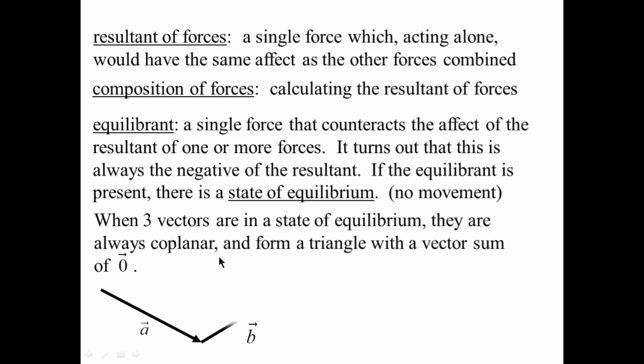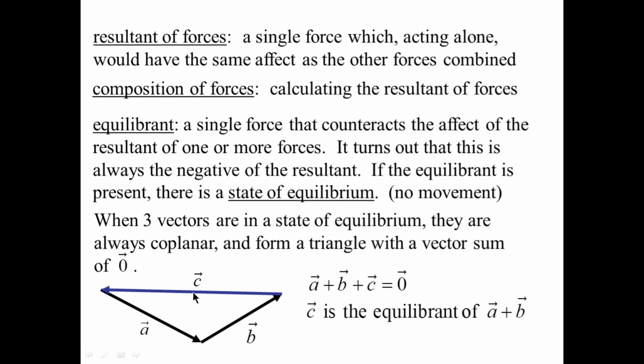So if we had vector A and vector B, two forces acting on an object, the resultant would be the sum, A plus B, but the equilibrant would be the exact opposite of the sum. That would be vector C. And you'll notice that A plus B plus C is 0. C is the equilibrant, and the net force acting is 0. So there's no motion. It's a state of equilibrium. Notice how the three vectors not only add to 0, but they are in fact coplanar.